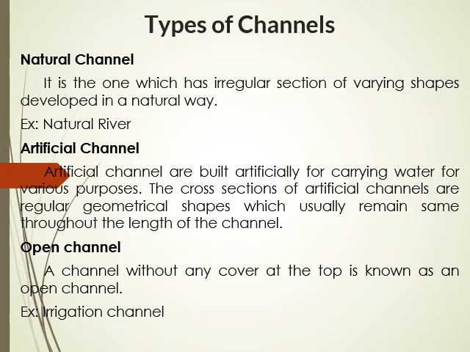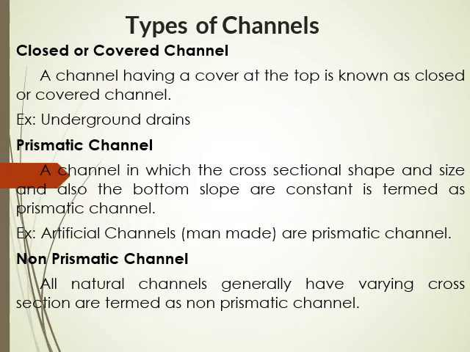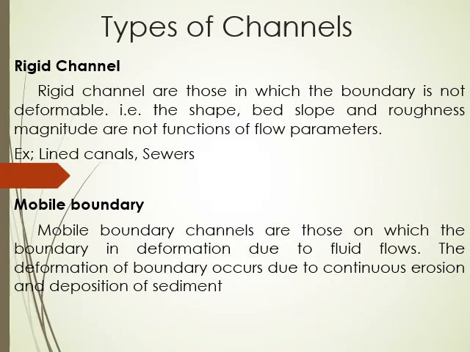Open channel: a channel without any cover at the top is known as an open channel. Example is an irrigation channel. Closed: a channel having a cover at the top, that is pipe or underground drains, we can say closed or covered channel. Prismatic: a channel in which the cross-sectional shape and size and also the bottom slope are constant is termed prismatic. Man-made channels are examples of prismatic channels. And non-prismatic: all natural channels generally having varying cross-sections are termed non-prismatic channels.